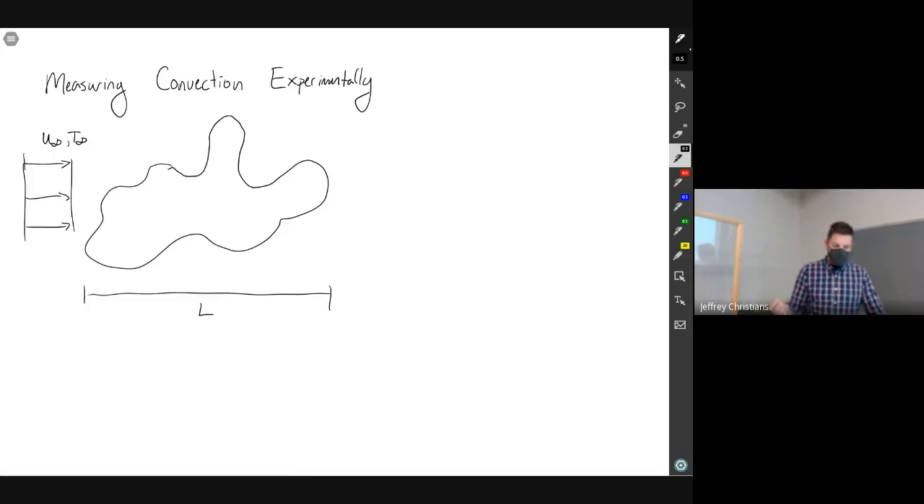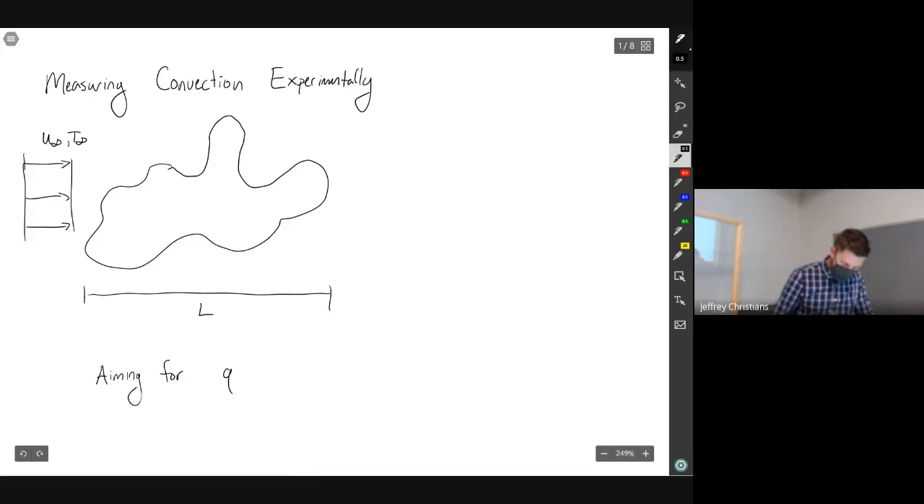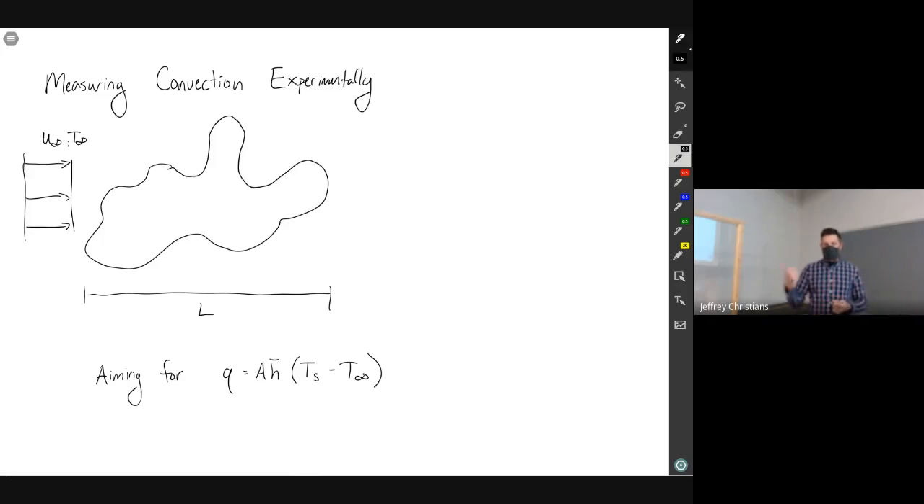Then we can calculate convection. We're aiming for a model of something like this: Q equals A h (T_s minus T_infinity). So that's what we're aiming for. It's really easy to measure T infinity. Area, if it's a goofy shaped thing, maybe that's a little bit harder, but we can at least estimate area.